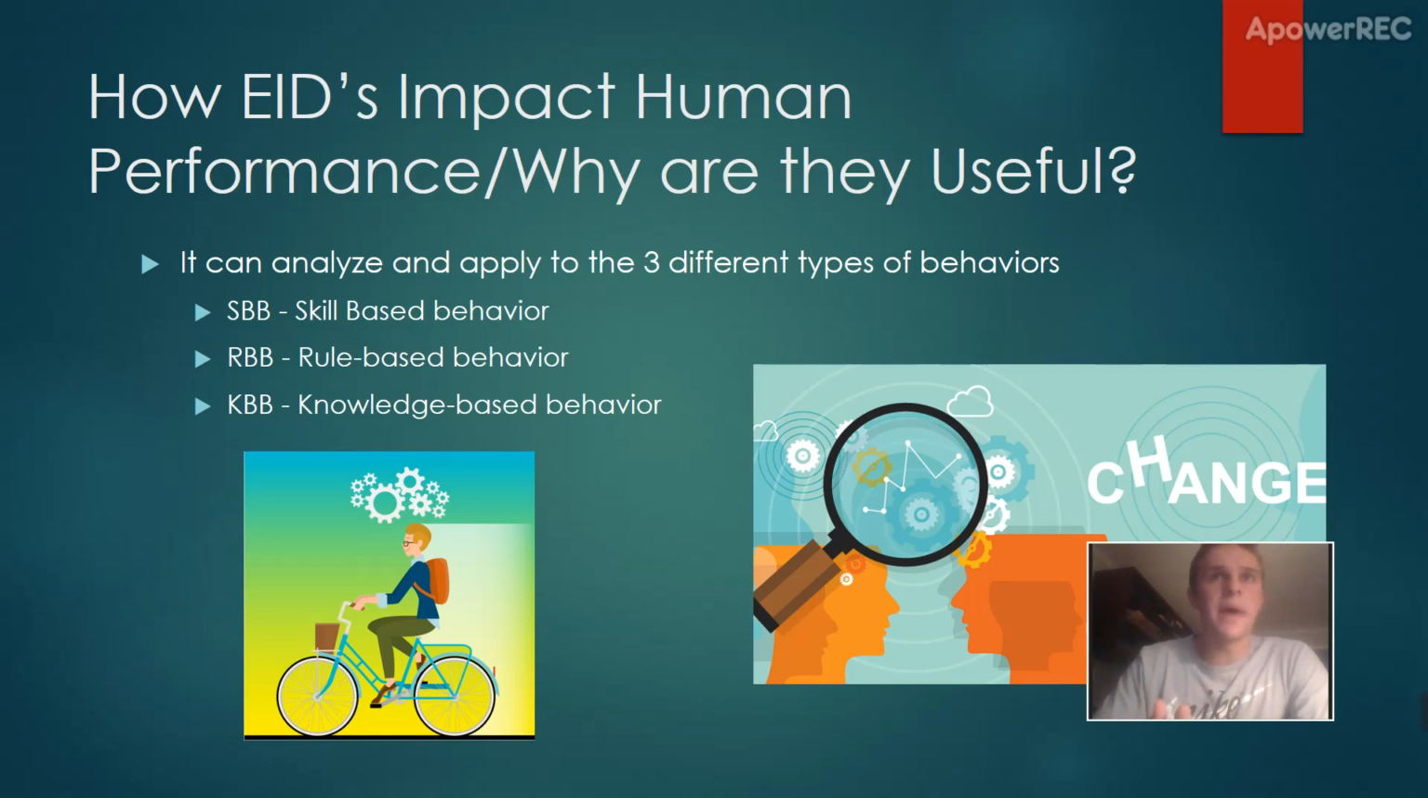So, how EIDs impact human performance and why they're useful. It can be analyzed and applied to the three different types of behaviors: skill, rule, and knowledge-based. So in the end, no matter what behavior a system uses, EIDs can really help to understand it, apply it, and help operators in the end make more effective and accurate decisions.